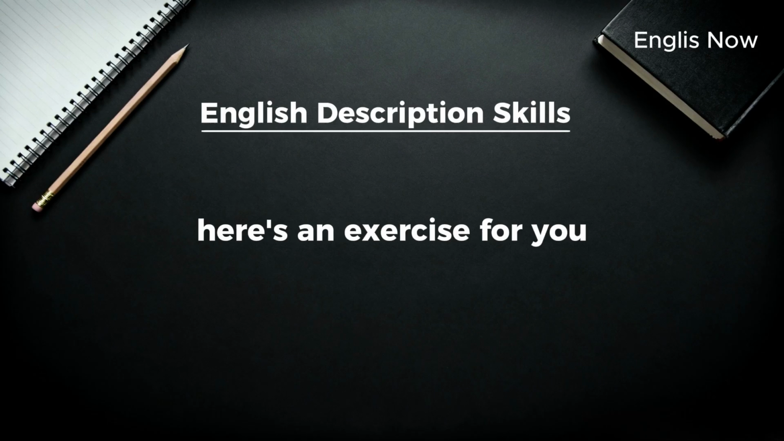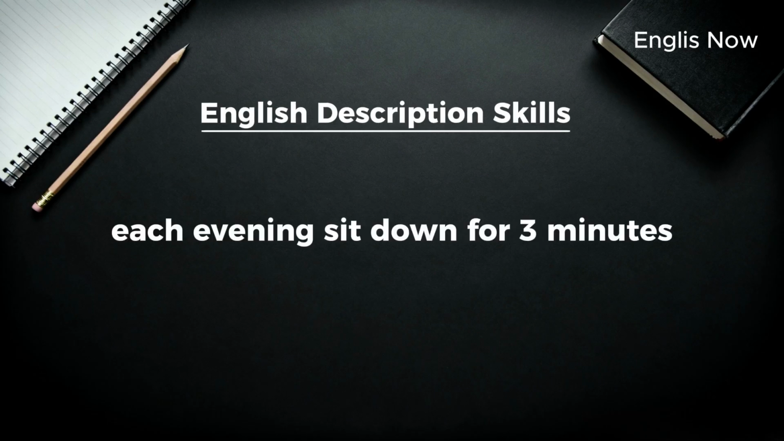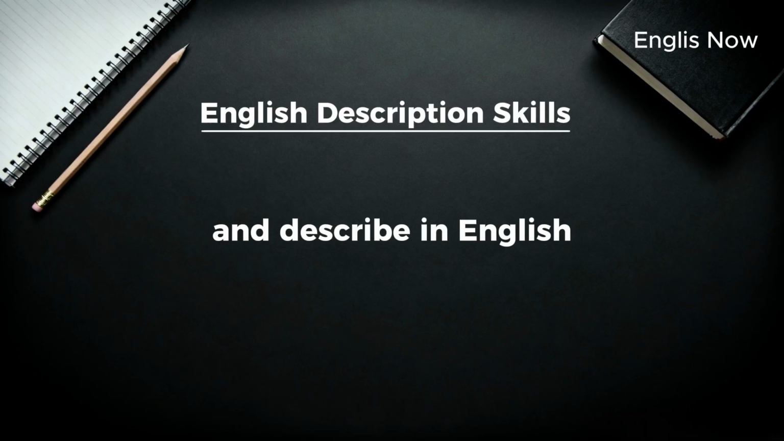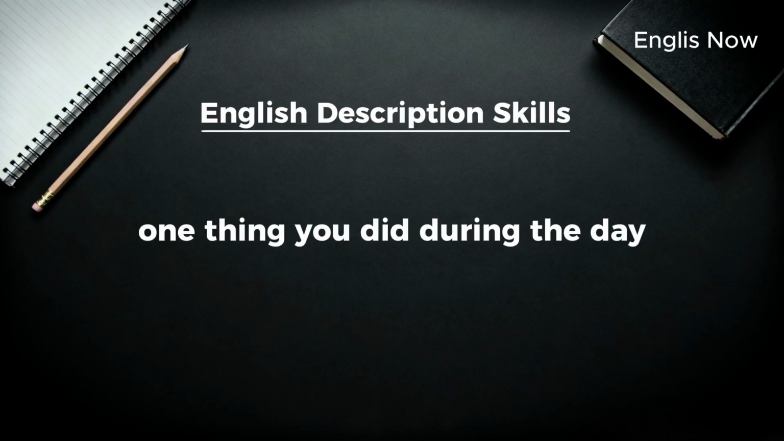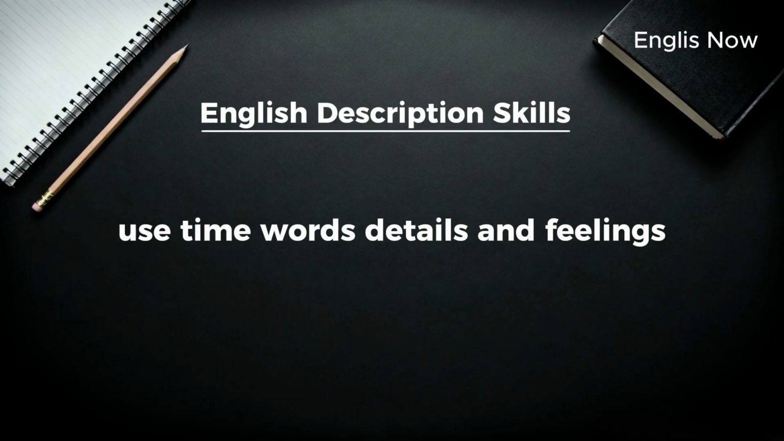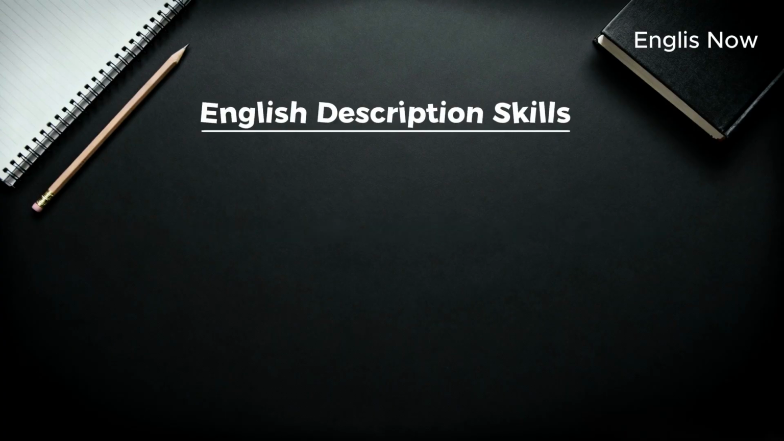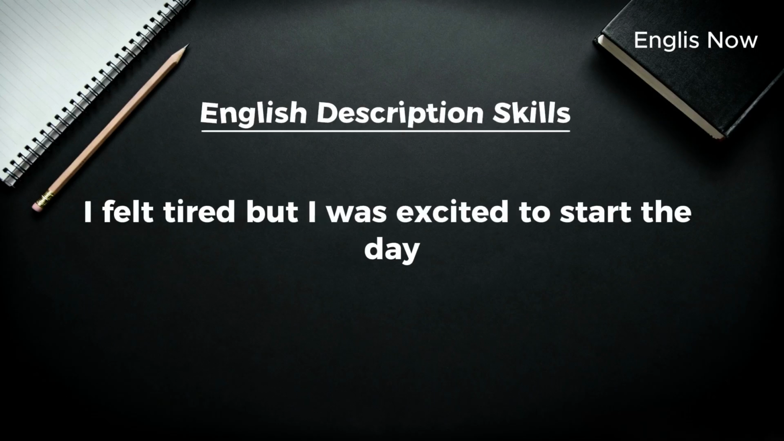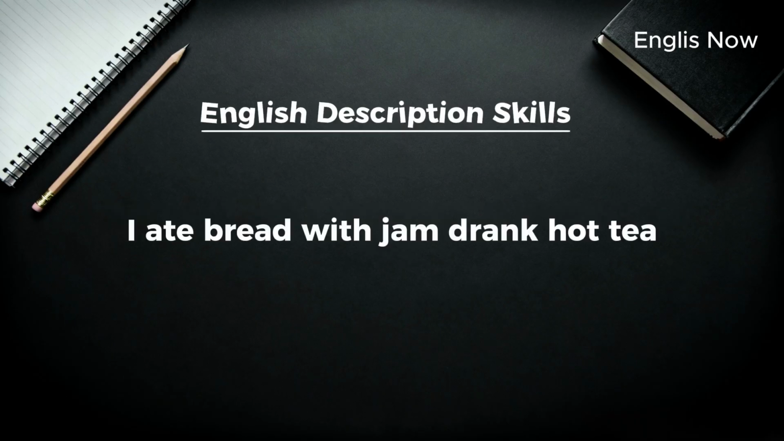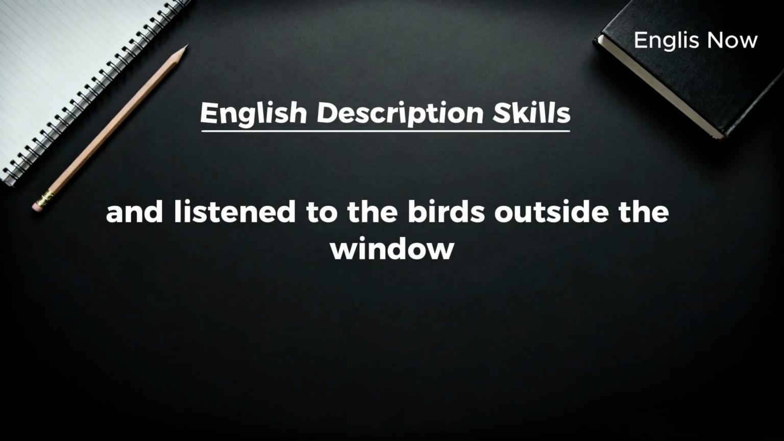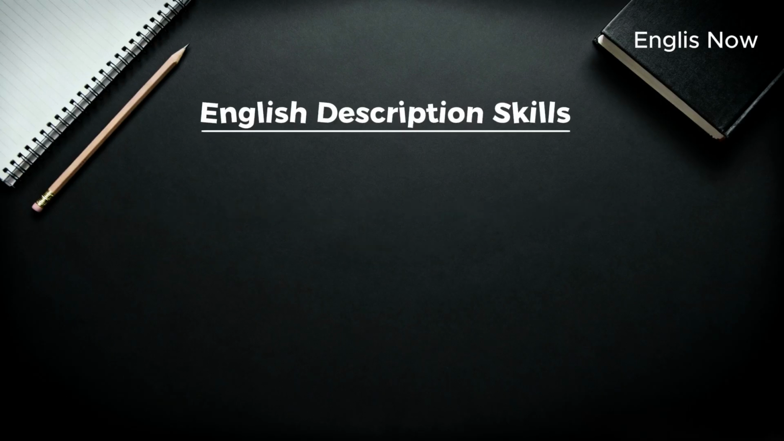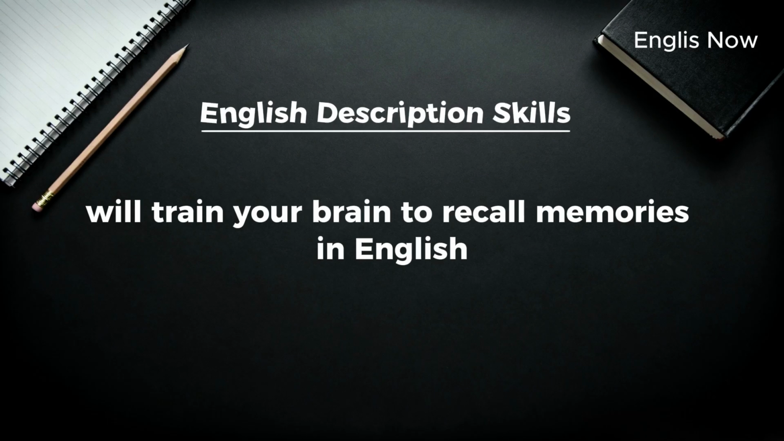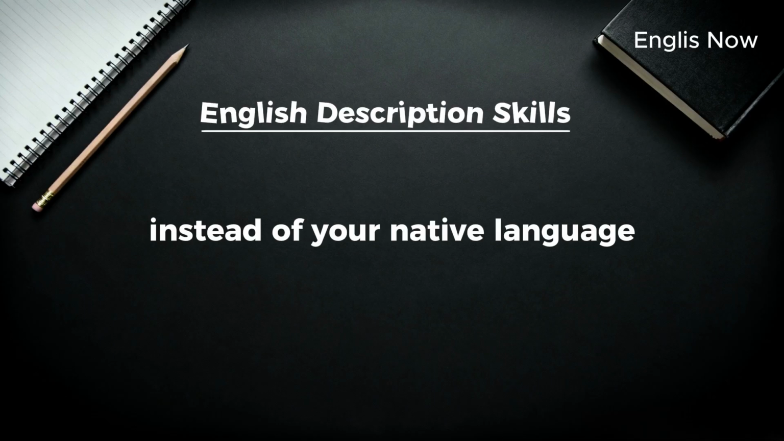Here's an exercise for you. Each evening, sit down for 3 minutes and describe in English one thing you did during the day. Use time words, details, and feelings. For example, this morning I woke up early. I felt tired, but I was excited to start the day. I ate bread with jam, drank hot tea, and listened to the birds outside the window. Doing this daily will train your brain to recall memories in English instead of your native language.